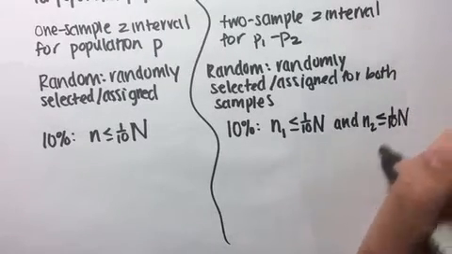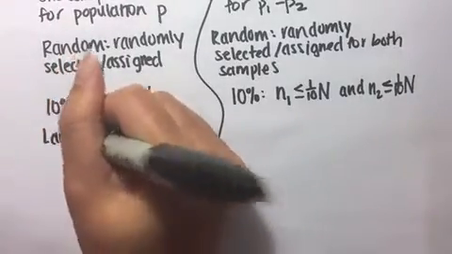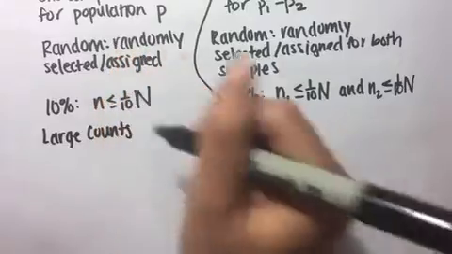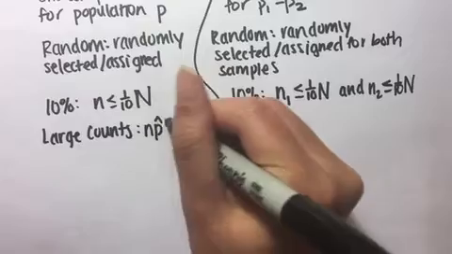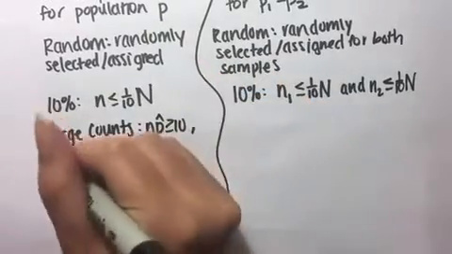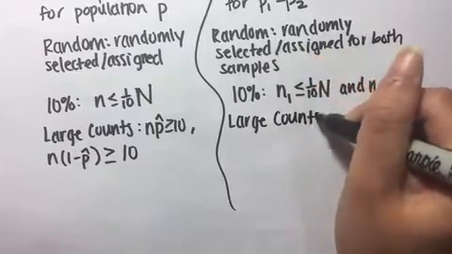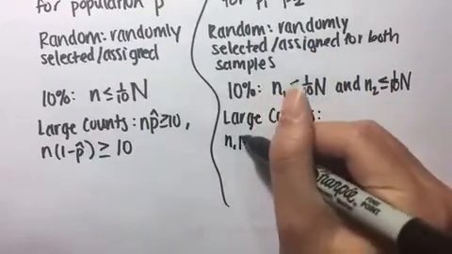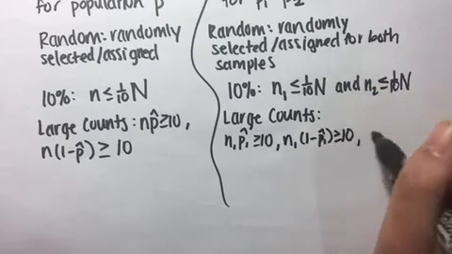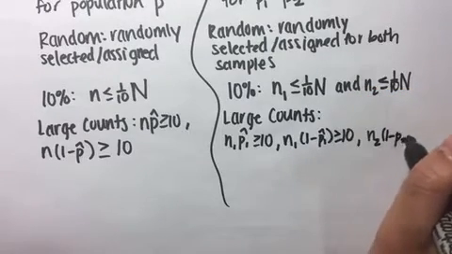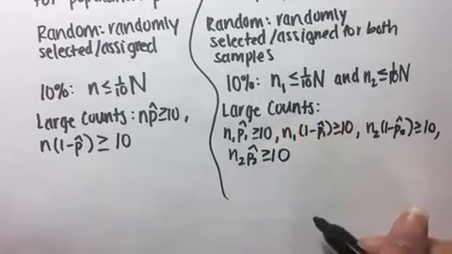Lastly, we would need to check if the sampling distribution of p hat is approximately normal using the large counts condition. For a one sample z-interval, the large counts condition is satisfied if n p hat and n times 1 minus p hat are all at least 10. And for a two sample z-interval, the counts of successes and failures in each sample or group, n1 times p hat 1, n1 times 1 minus p hat 1, n2 times 1 minus p hat 2, and n2 times p hat 2 are all at least 10.